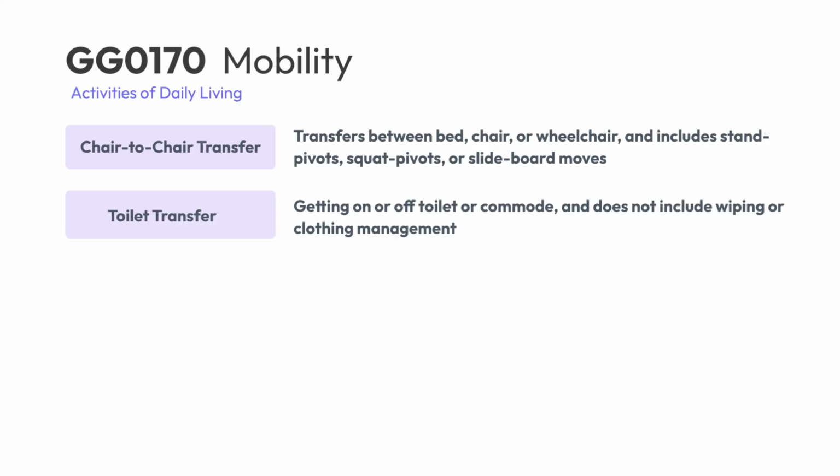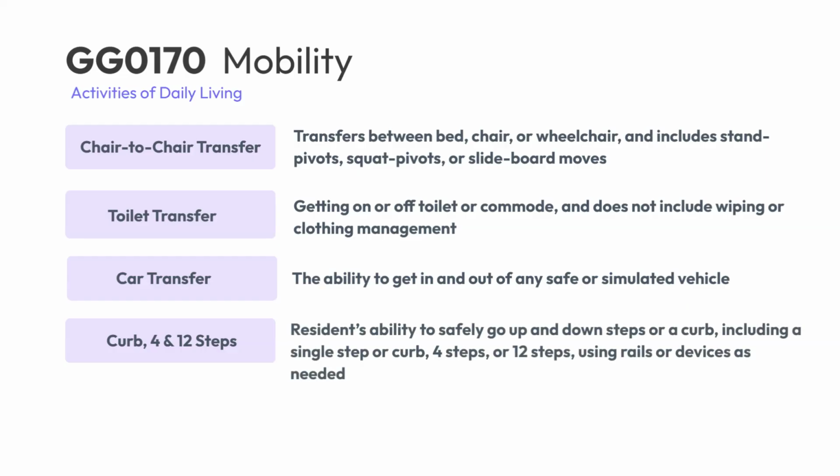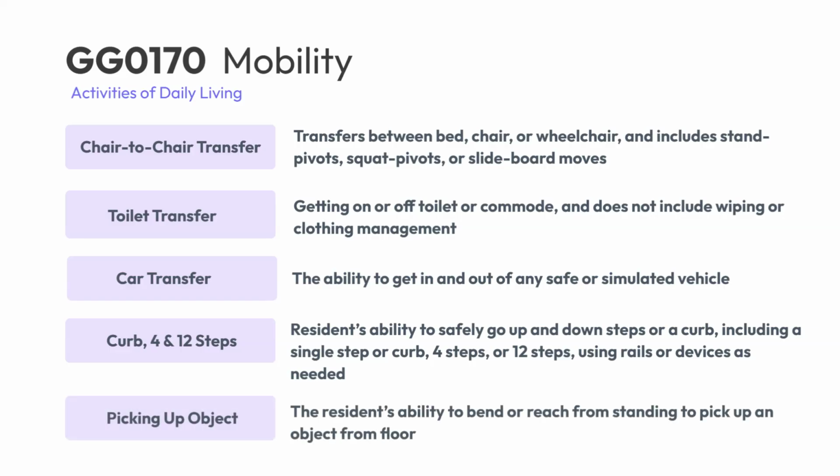Car transfer measures the ability to get in and out of any safe or simulated vehicle. Curb, 4 steps and 12 steps will be the resident's ability to safely go up and down steps or a curb, including a single step or curb, for 4 steps or 12 steps, using rails or devices as needed. Picking up object gauges the resident's ability to bend or reach from standing to pick up an object from floor.